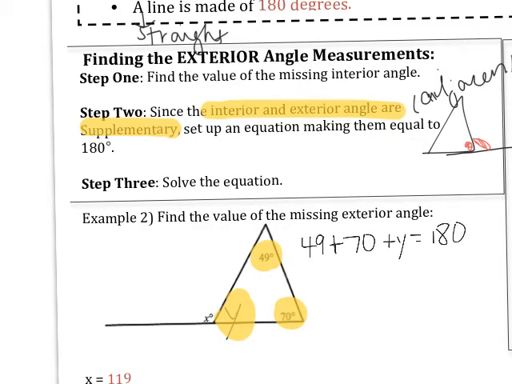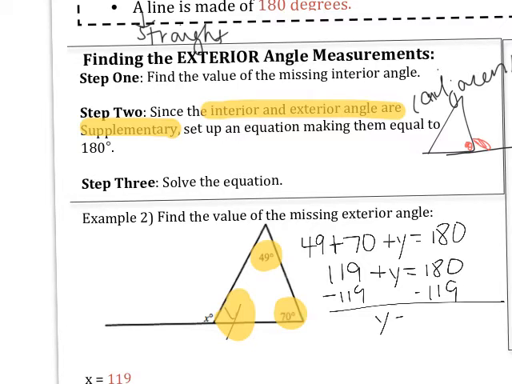Equals 180. 49 plus 70 is 119, equals 180. Okay? Minus 119, and this is just a coincidence that it's 119 again. Y equals 180 minus 119.